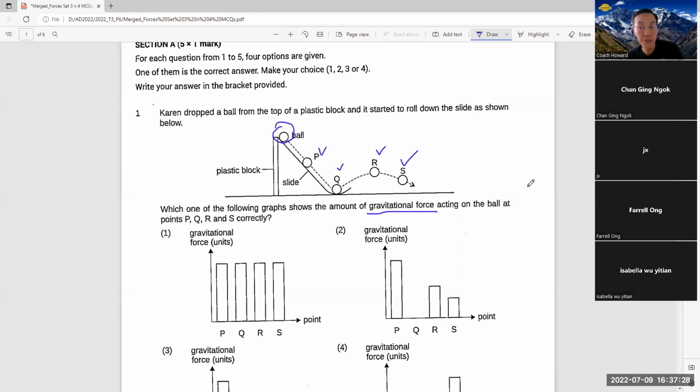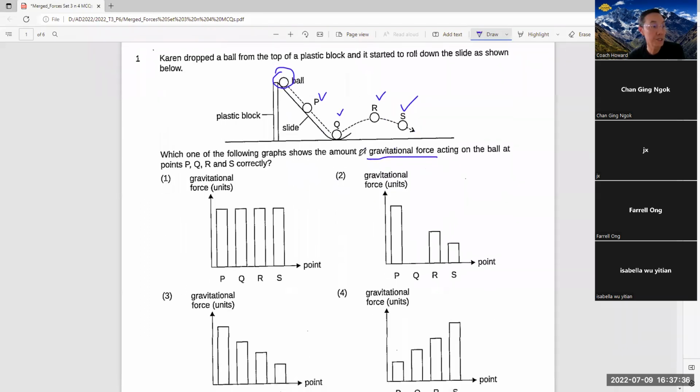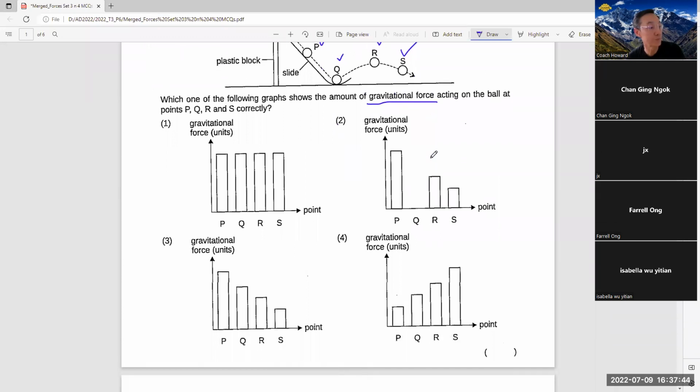S. Okay, this question, some students are very careless because, as you know, gravitational potential energy changes with height and mass, but the gravitational force does not change. The gravitational force does not change, right? Acting on the ball. So your answer should be what? Should be 1, right? The gravitational force. Okay. Next question.